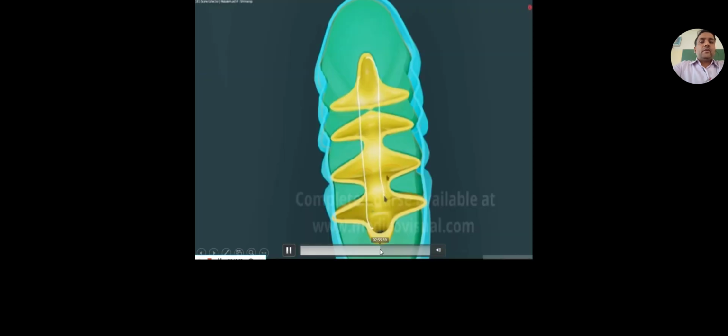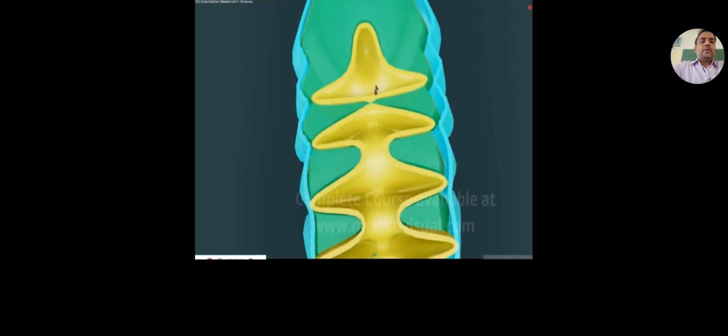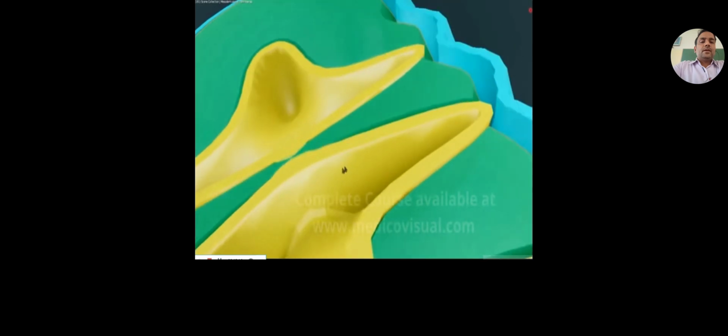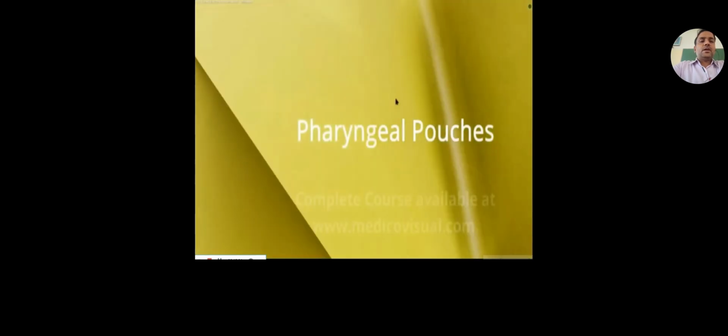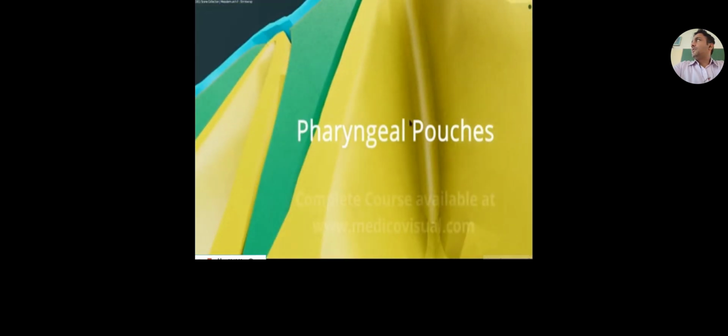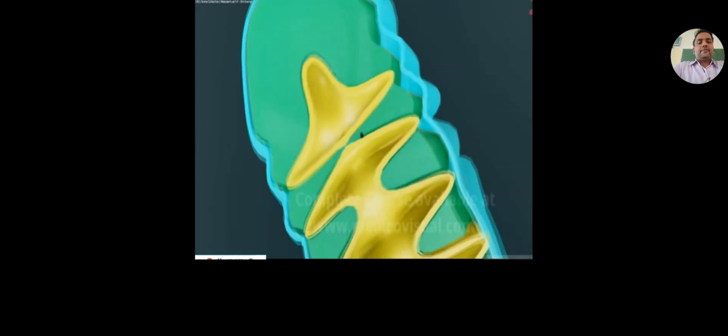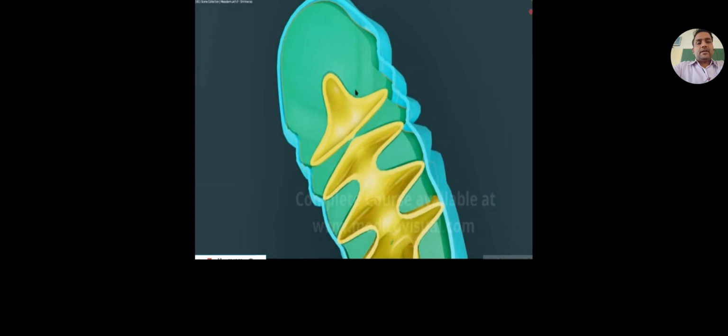So outside you have ectoderm, inside you have endoderm, in between you have mesoderm. You can see there are ectodermal clefts and endodermal pouches. Clefts are invaginations of ectoderm, whereas pouches are evaginations of endoderm. That you can notice there, pharyngeal pouches. So this is how the entire pharyngeal apparatus is formed. You can see there are 4 clefts and 4 pouches and 5 arches and 4 membranes.